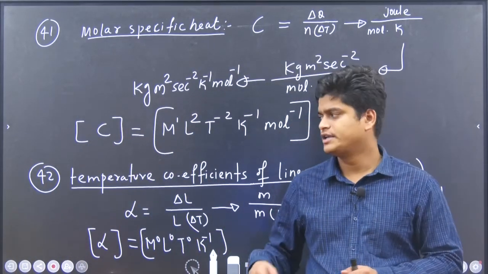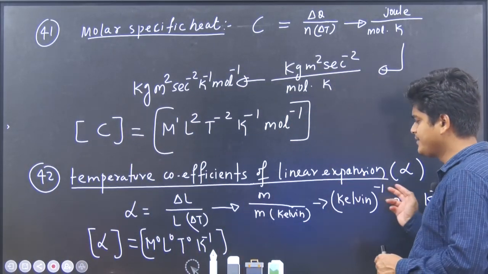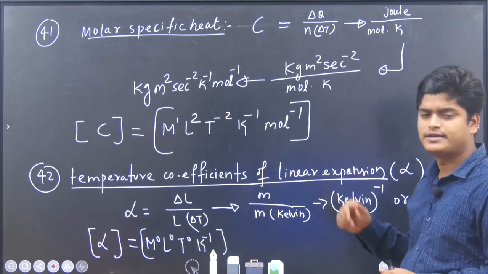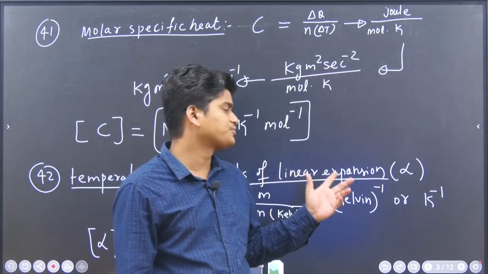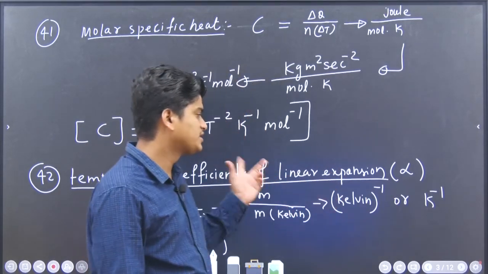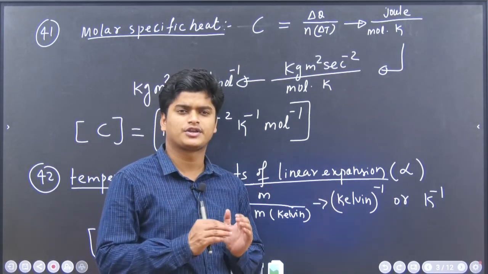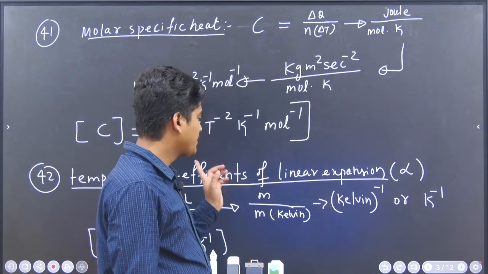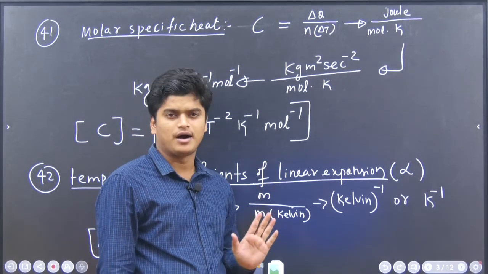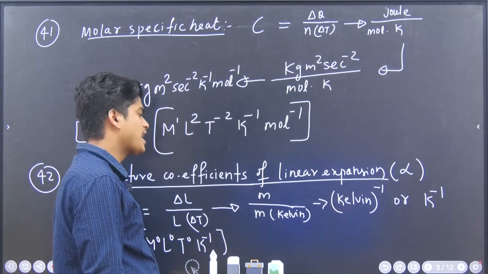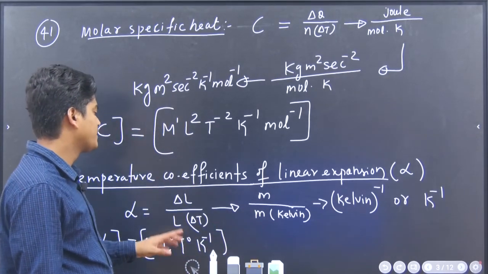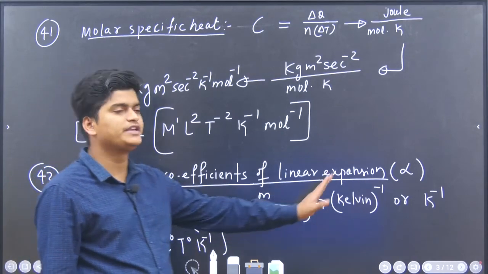Similarly, here in 2D, this is in 1D basically. So linear you are telling 1D. So when 2D picture we take, that time we will define the temperature coefficient as beta, and when we take a 3D picture like a sphere or cube, that time you have to define it as gamma. So temperature coefficient of volume expansion, that is gamma. All will have the same unit, that is Kelvin inverse.